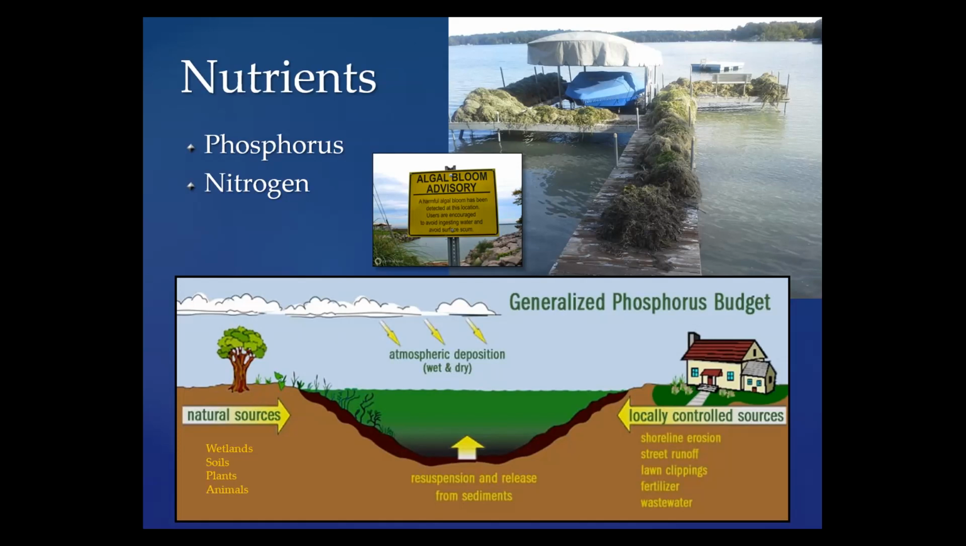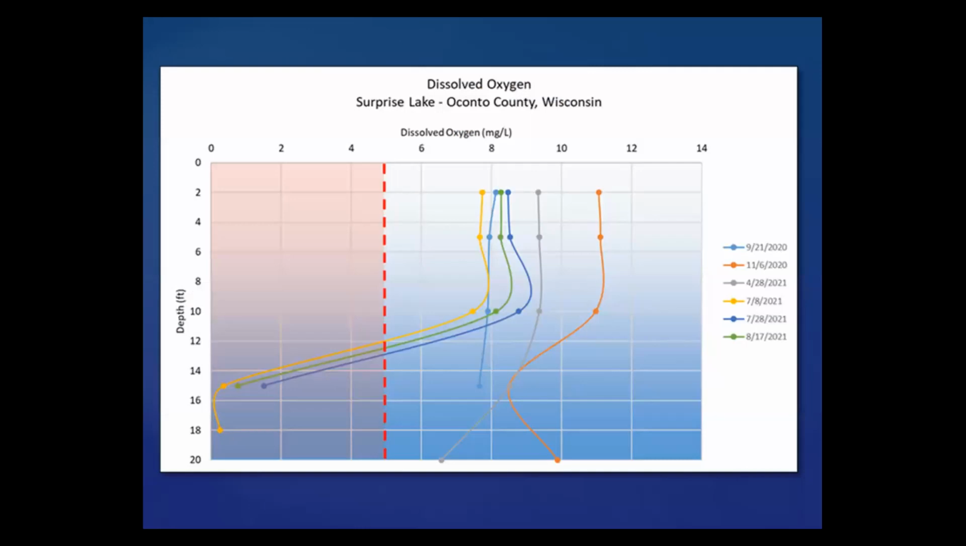There are some man-made sources of nutrients, of course: septic tanks, fertilizers, things like that, anytime you've got erosion. What I like to point out is that when it comes to managing nutrients, we only have the man-made sources that we can really control. So we have to work with the things we can work with.